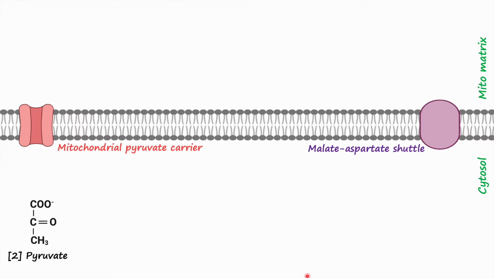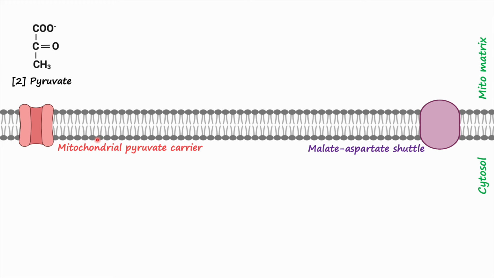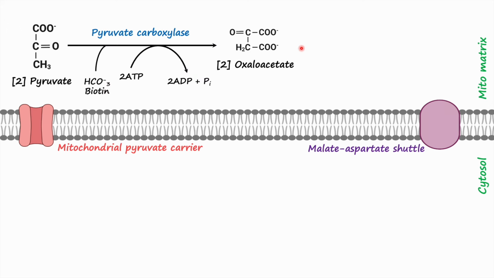So here it is, and I'm going to go through the carboxylation of pyruvate reaction again. So here we have pyruvate, which is synthesized from the breakdown of one glucose molecule through glycolysis, and we know that glycolysis takes place in the cytosol. Now this pyruvate is transported into the mitochondrial matrix via the mitochondrial pyruvate carrier, and once inside the mitochondrial matrix, pyruvate is carboxylated to synthesize oxaloacetate, which requires bicarbonate, biotin, ATP as well as pyruvate carboxylase enzyme.